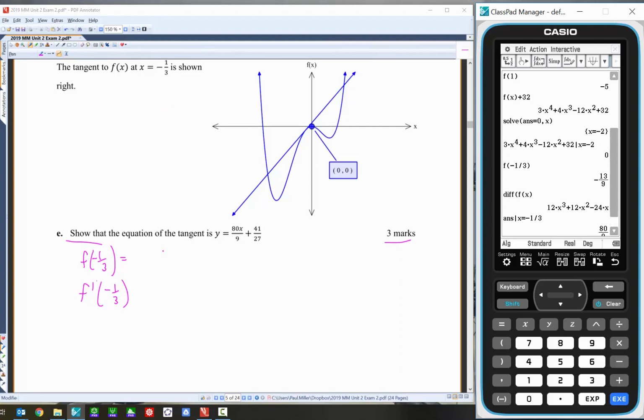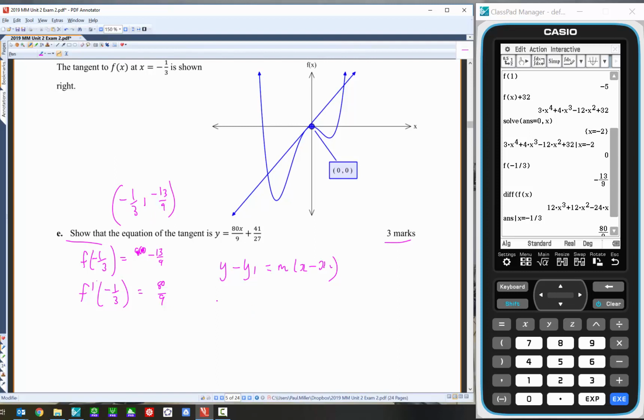So let's go and note that it was 80. Oh, no, that wasn't the right one. It was negative 13/9, and this one here was 80/9. All right, now what we're going to use is this great version of the gradient formula: y take y1 equals m times x take x1. So we're going to sub in these points here, these coordinates, negative 1/3, negative 13/9. They're just points on this tangent line.